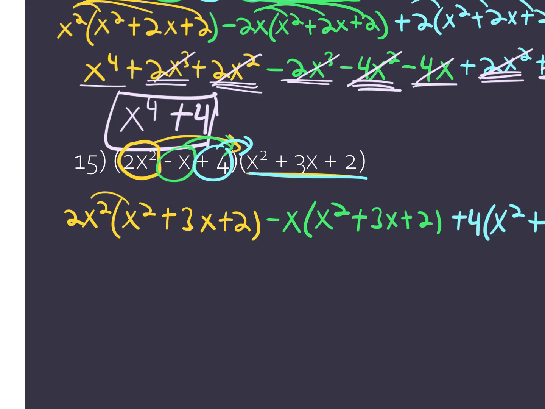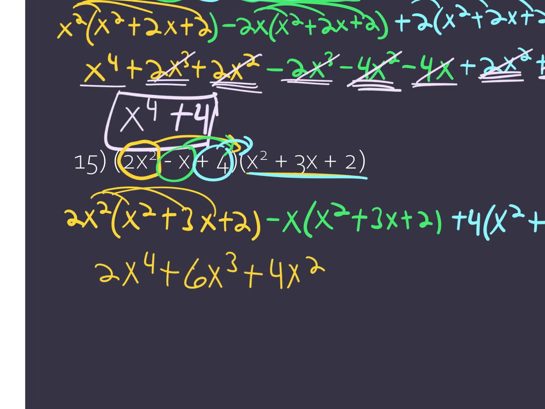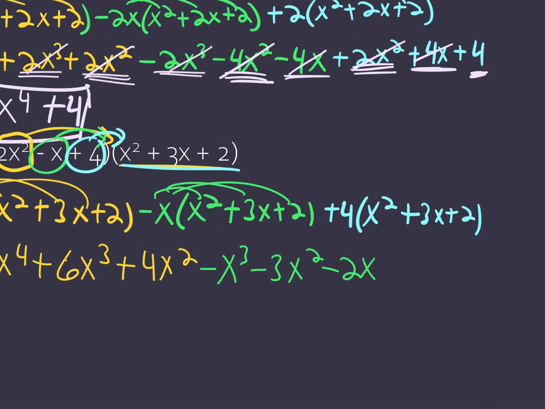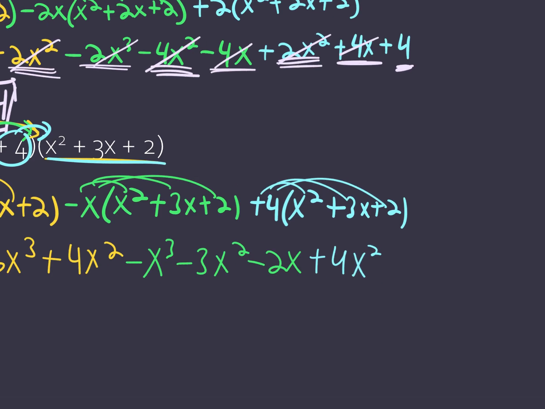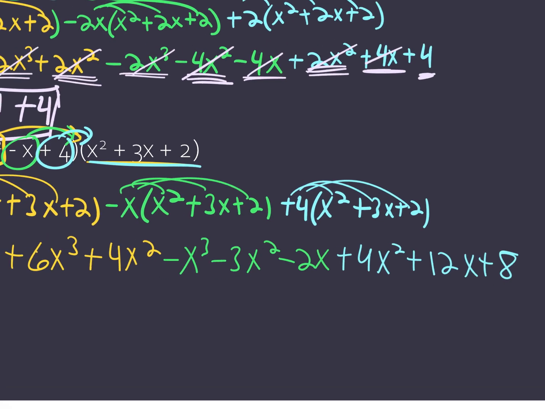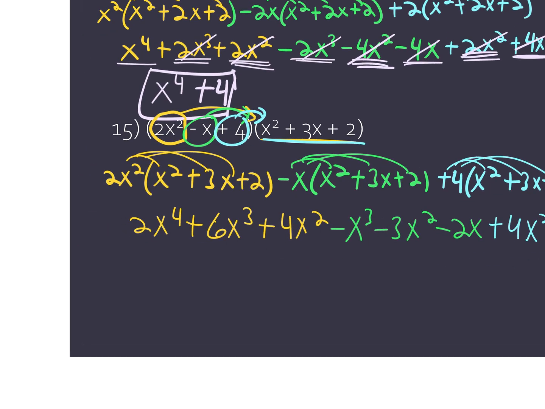All right, in yellow, I'm going to distribute that 2x squared. That's going to get us 2x to the 4th plus 6x to the 3rd plus 4x squared. After distributing that negative x, we should get negative x to the 3rd minus 3x squared minus 2x. And after distributing that 4, we should get plus 4x squared plus 12x plus 8. Is that what you guys got so far? Good, nice. And then from here, we just combine like terms.